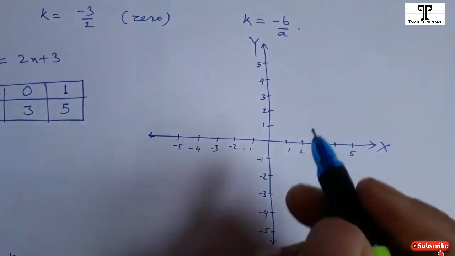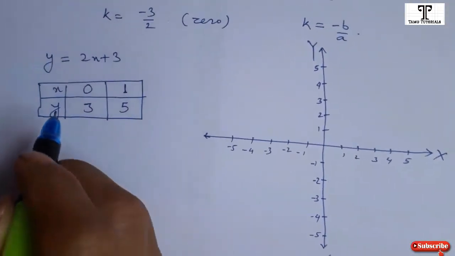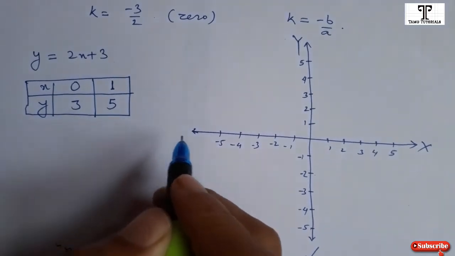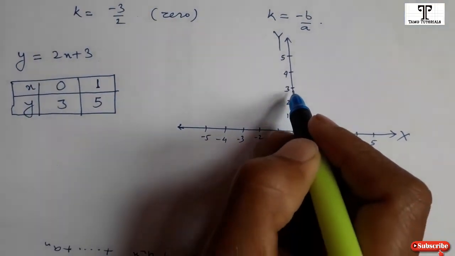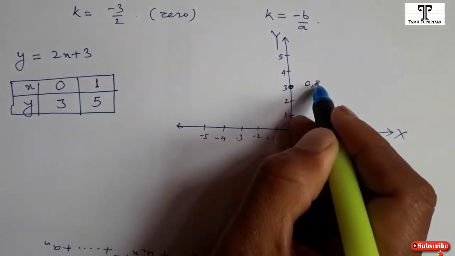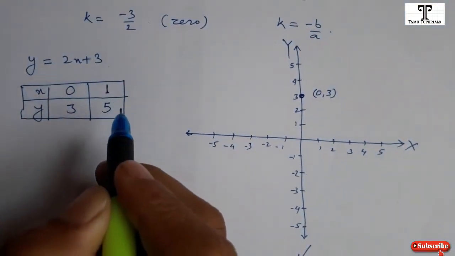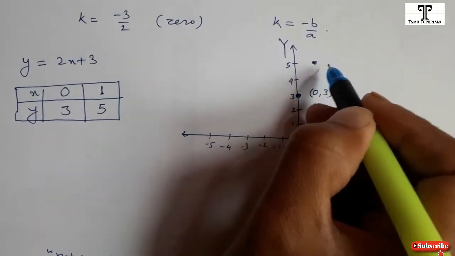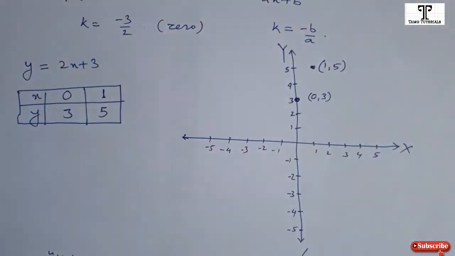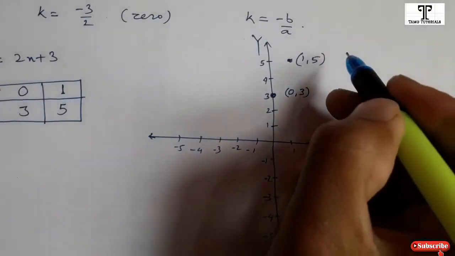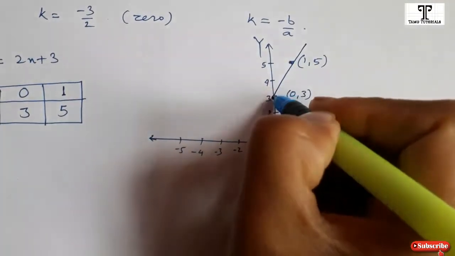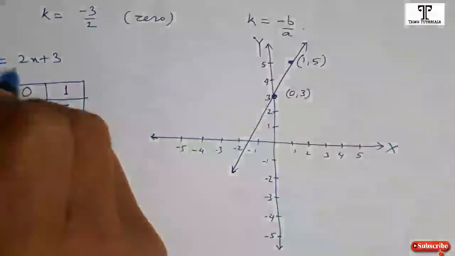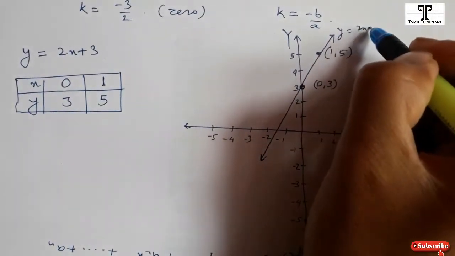Let us draw a graph. So I have made the Cartesian plane. Now we can plot the graph from the table. First point is (0, 3), so x coordinate is 0 and y coordinate is 3, so the point is here. Next point is (1, 5), x coordinate is 1 and y is 5. Now we have to draw the line through both the points. So this is the graph of the equation y is equal to 2x plus 3.